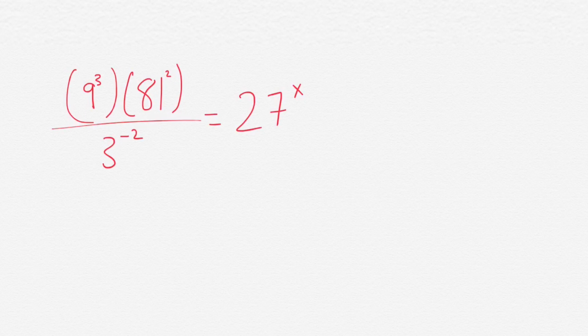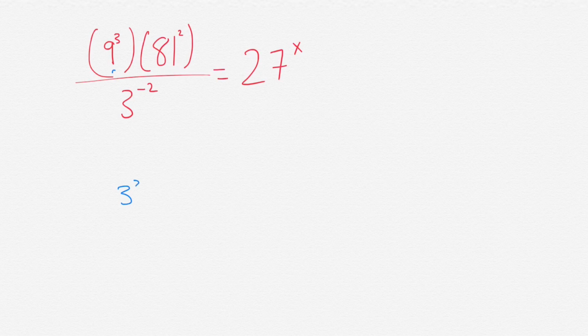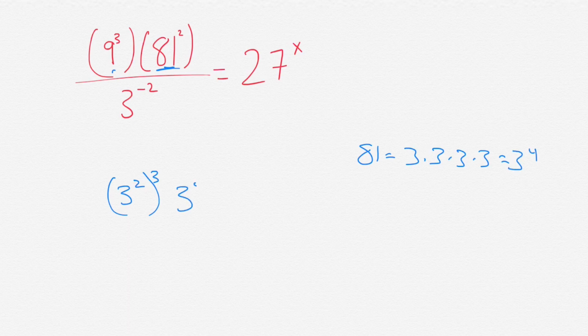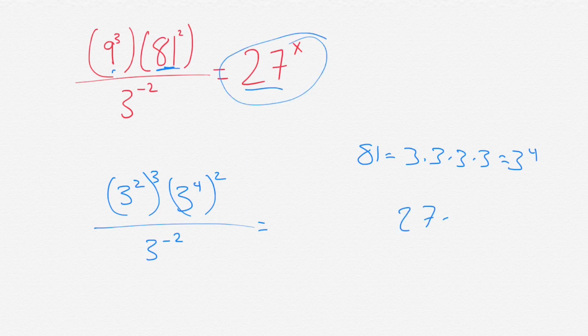So let's start with the 9. 9 is like 3 squared, right? And we had 9 cubed, so 3 squared cubed. 81 is 3 times 3 times 3 times 3, or 3 to the 4th. So we have 81 is 3 to the 4th, and we wanted 81 squared. So 3 to the 4th squared over 3 to the negative 2 equals 27 to the x. 27 is like 3 cubed, because it's 3 times 3 times 3. So that was 3 cubed to the x.